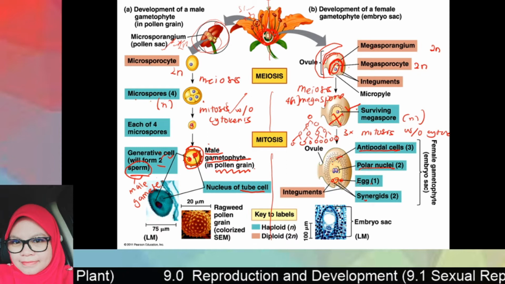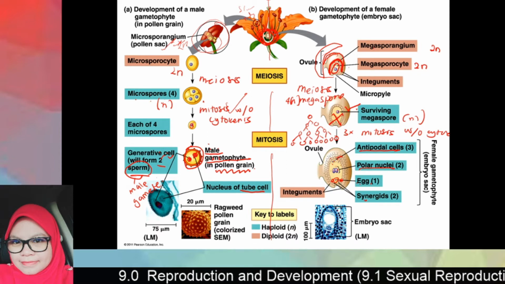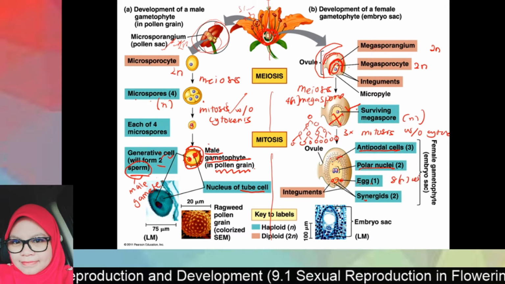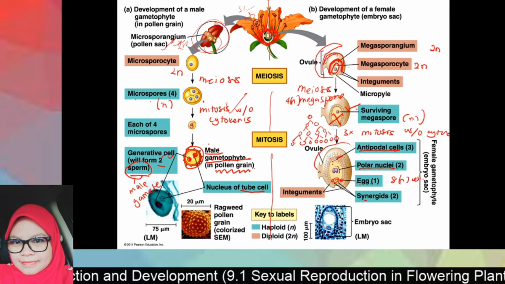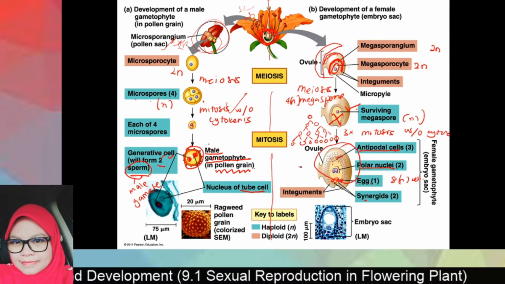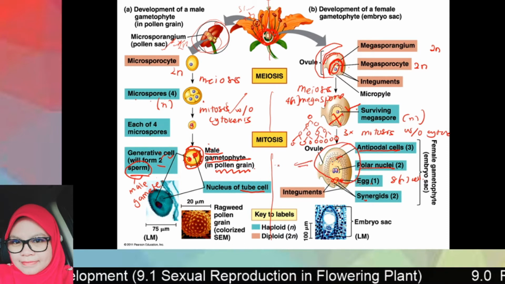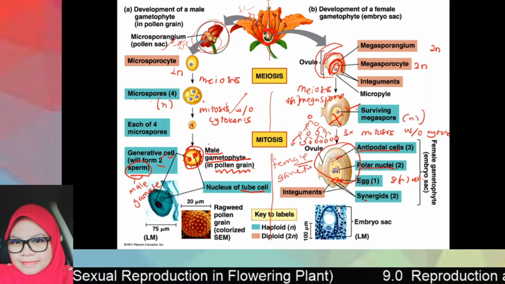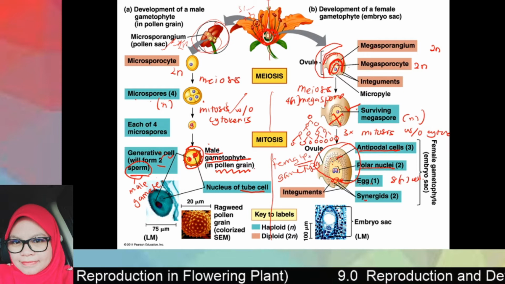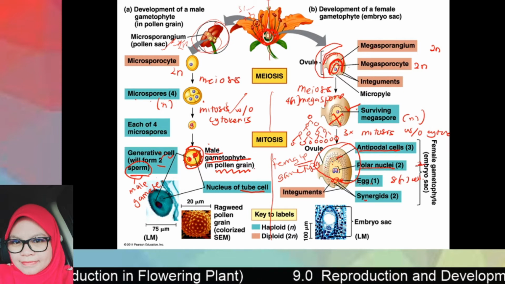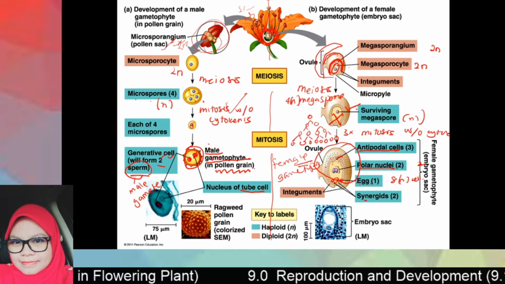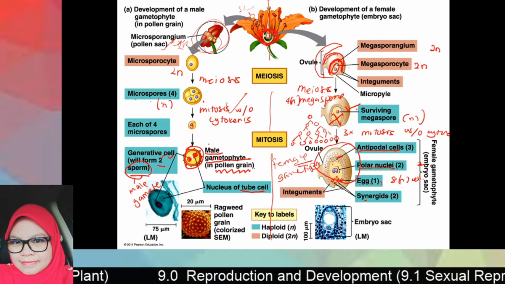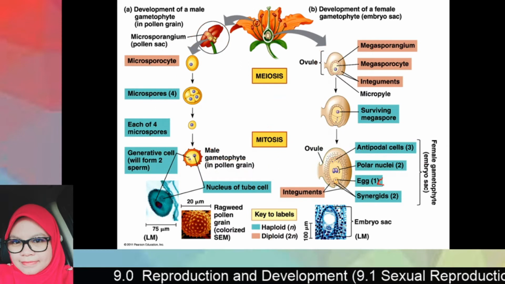So 3 plus 2 plus 3, the total is 8 haploid cells. This structure we call the female gametophyte, or in another name, the embryo sac. So is the female gamete being produced? Yes, because the female gamete is actually this egg.